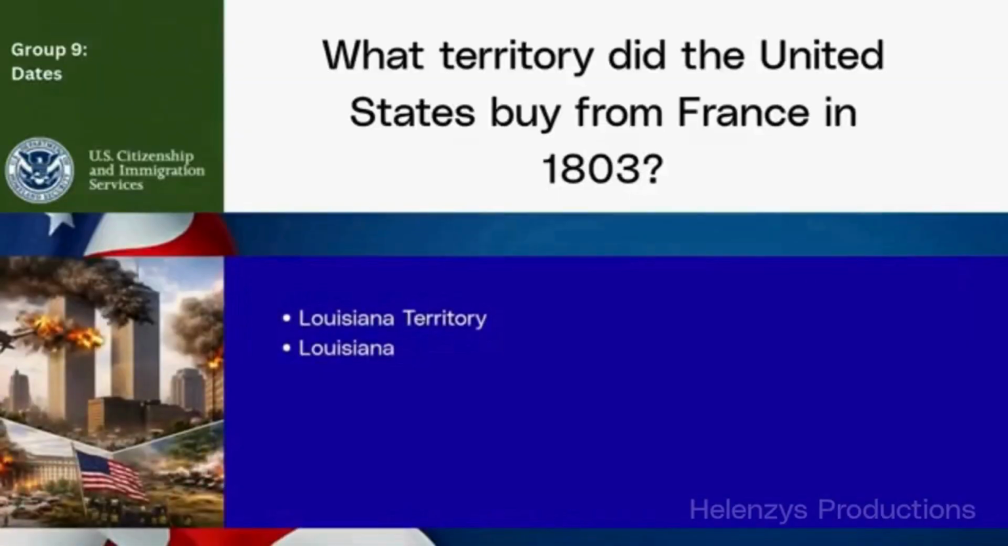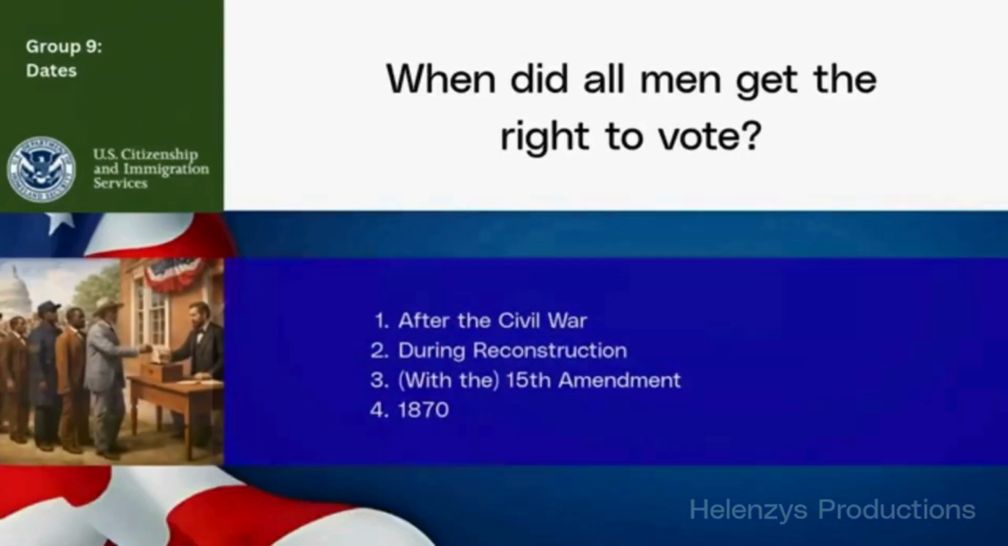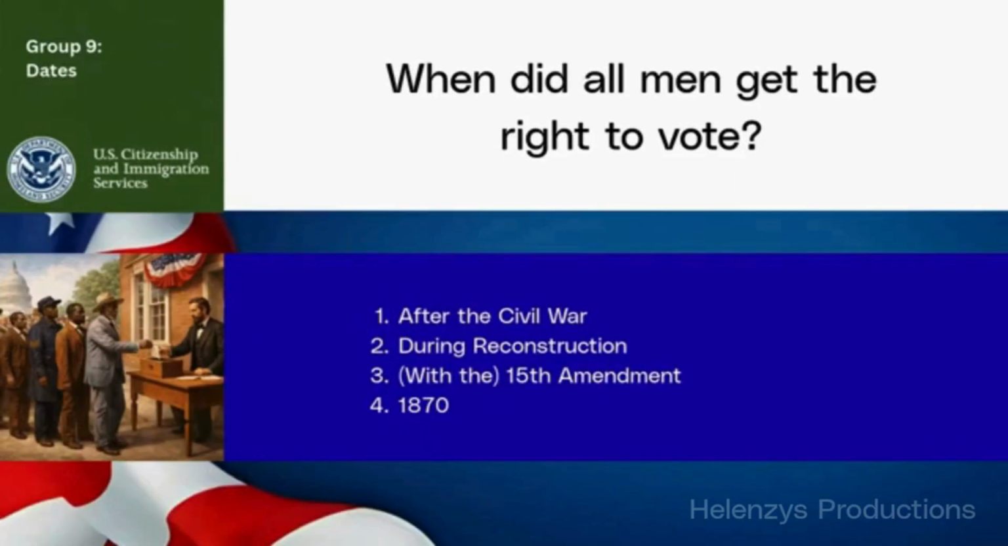Quick recall. What territory did the United States buy from France in 1803? Louisiana Territory. Louisiana. When did all men get the right to vote? After the Civil War, during Reconstruction, with the 15th Amendment, 1870.